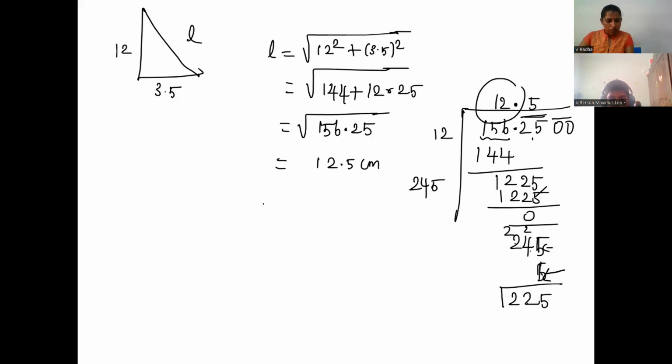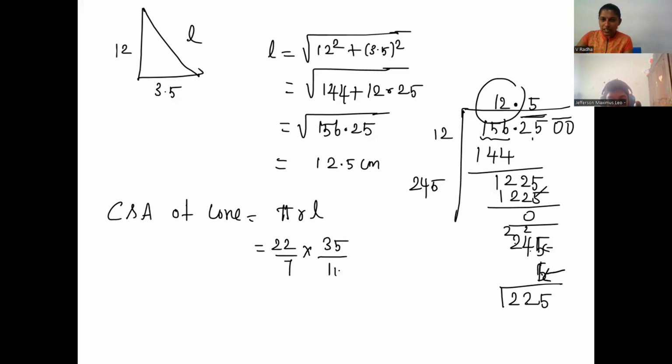Now L is also over. Now we move to the CSA of a hemisphere and the CSA of a cone. So initially find the CSA of a cone. That is pi r l. Here pi is mentioned or not? Not mentioned, so we take it only 22/7. So radius is 3.5. For ease of calculation, we can write 35 by 10. L is 12.5, we can write 125 by 10. Are you okay? Yes, ma'am. And the calculation is easier.